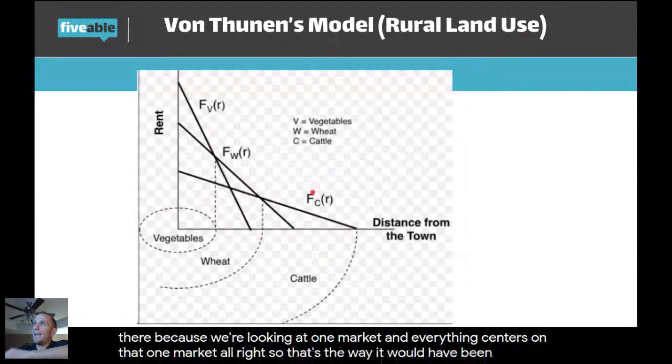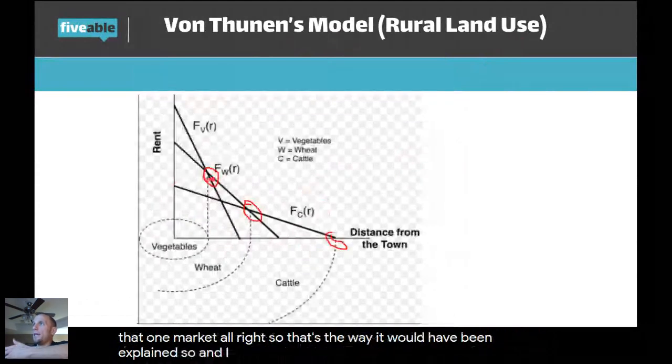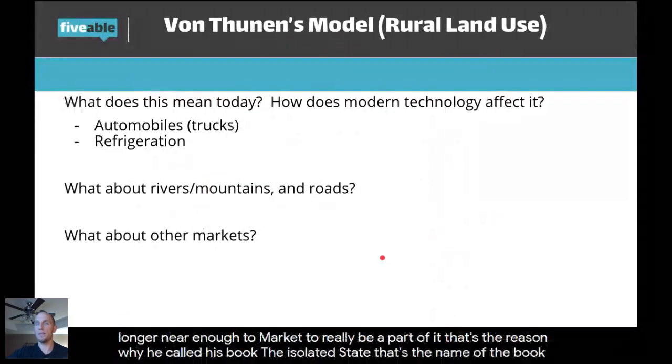So, and I should have shown you this. All I did here was circle the lines where they intersect, which means that, like I said, at this point, it's time to do wheat. At this point, it's time to do cattle. And once you get here, you're on the wilderness side of the market. You're no longer near enough the market to really be a part of it. That's the reason why he called his book the Isolated State. That's the name of the book that von Thunen wrote and talked about this model.